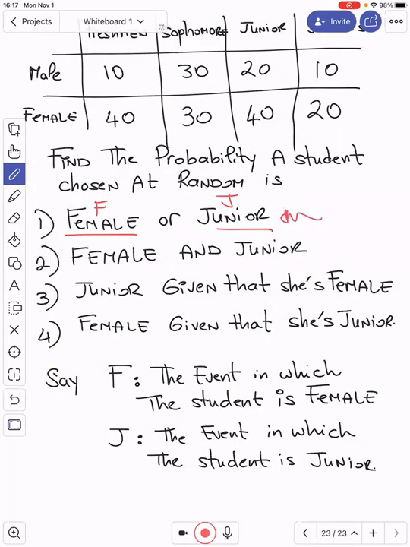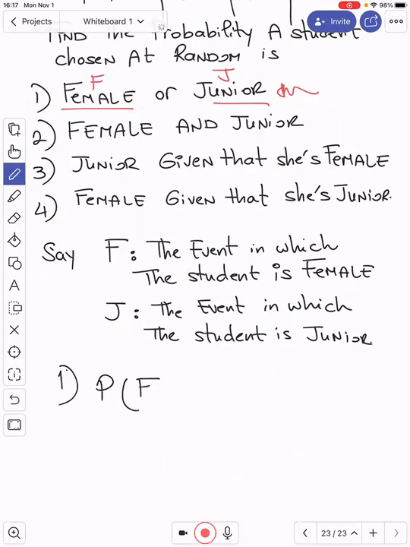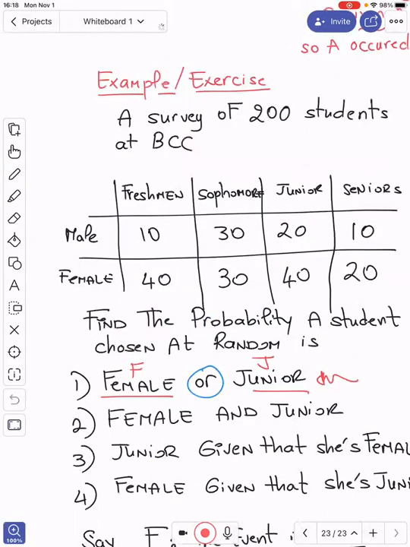So this is F or J, right? For number one, it's the probability of F, being a female, or J, being a junior. So we have these two events. The probability of F or J is exactly where we use the addition rule.